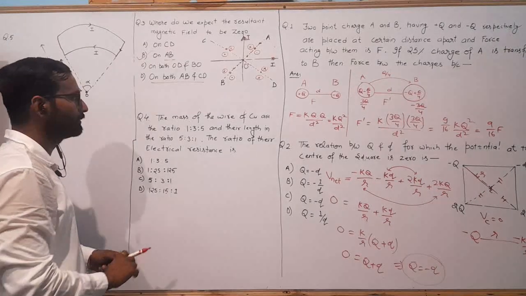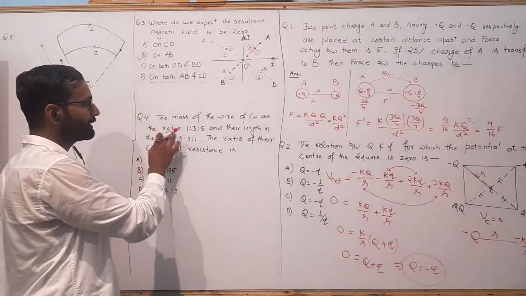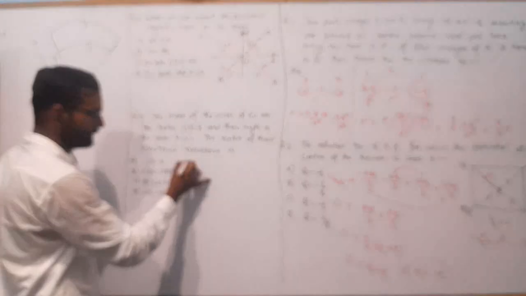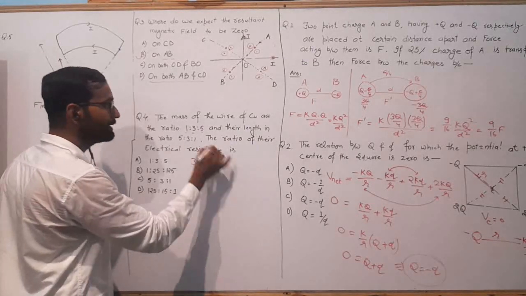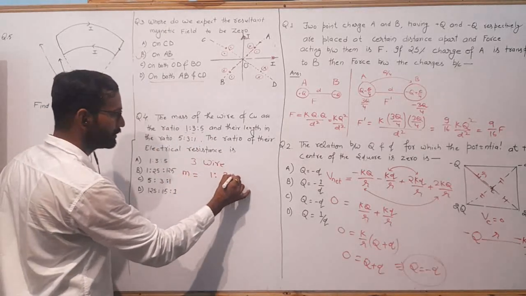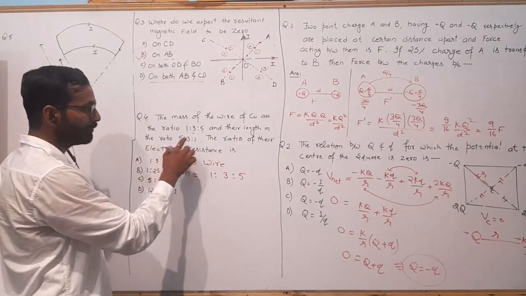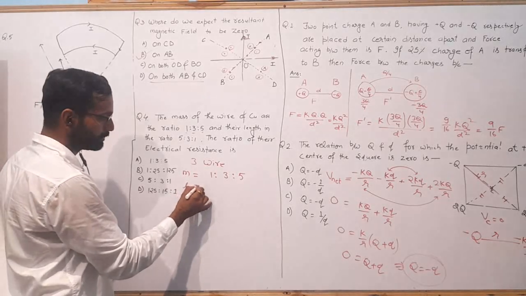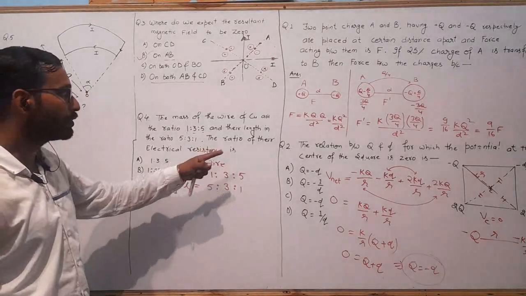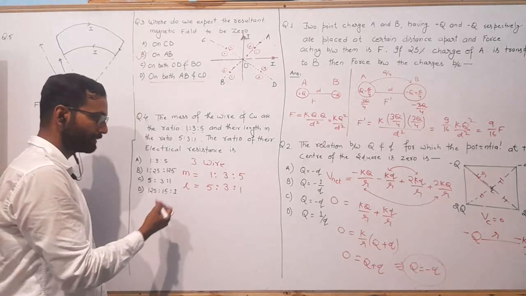Okay, now a new question. The masses of copper wires are in the ratio 1:3:5. That means 3 wires are given. The mass ratio is given: 1:3:5. And their length ratio is also given: 5:3:1. Now the question asks us to find the ratio of their electric resistances. That means the question asks for the ratio of resistance.